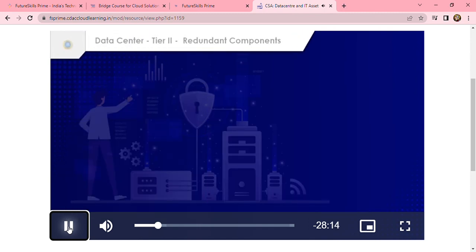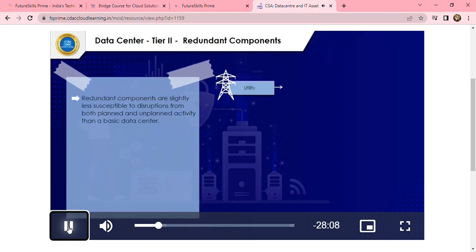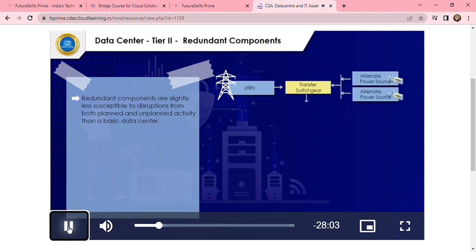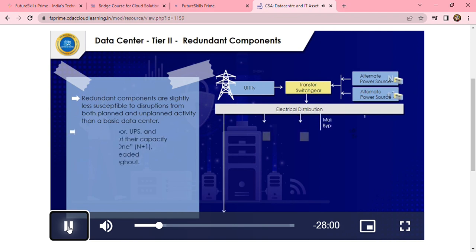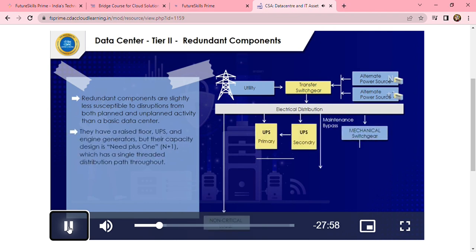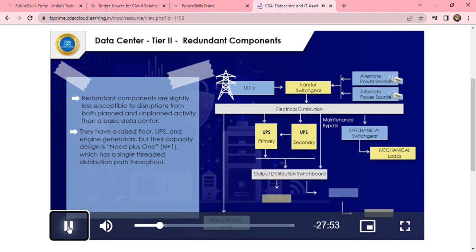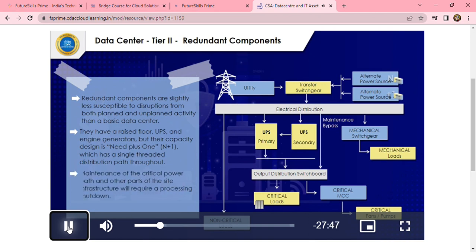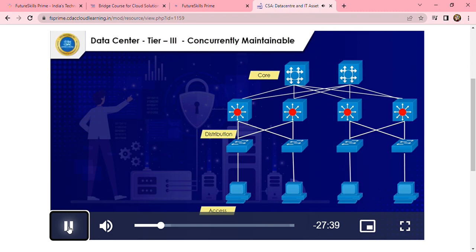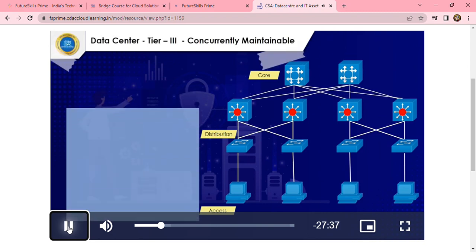Data center Tier 2: redundant components. Redundant components are slightly less susceptible to disruptions from both planned and unplanned activity than a basic data center. They have a raised floor, UPS, and engine generators, but their capacity design is N+1, which has a single-threaded distribution path throughout. Maintenance of the critical power path and other parts of the site infrastructure will require a processing shutdown.